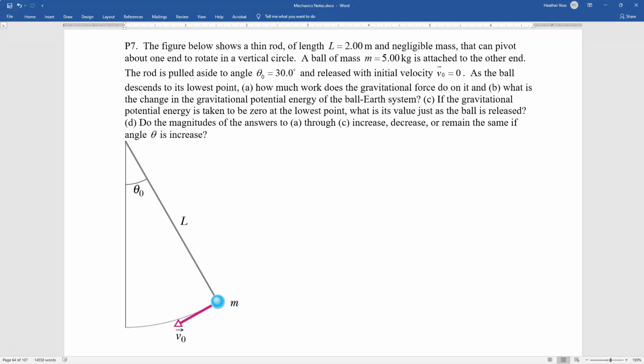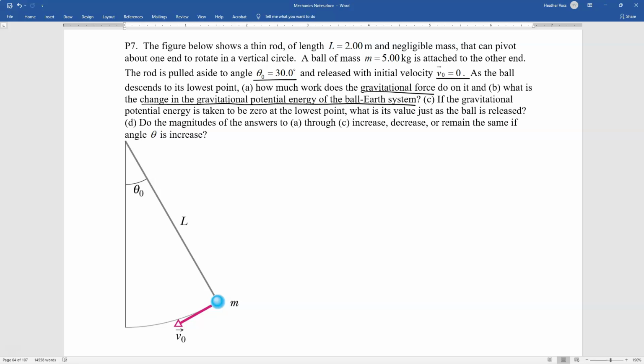We have a ball that's attached to the other end. We pull it aside to a 30-degree angle, and we release it with an initial velocity of 0. As that ball descends to the lowest point, we want to know how much work does the gravitational force do to it, and what is the change in the gravitational potential energy of the ball-Earth system?